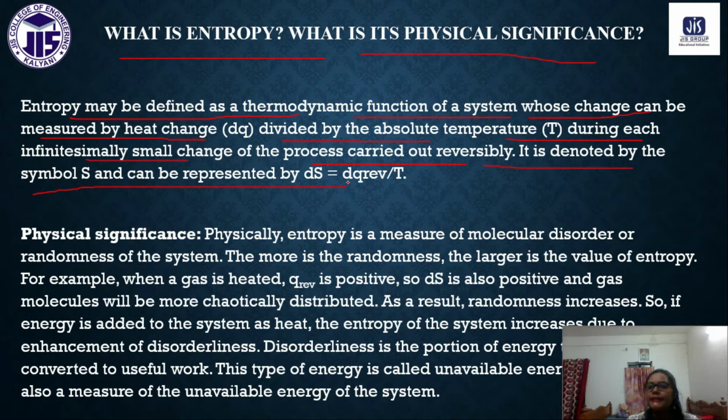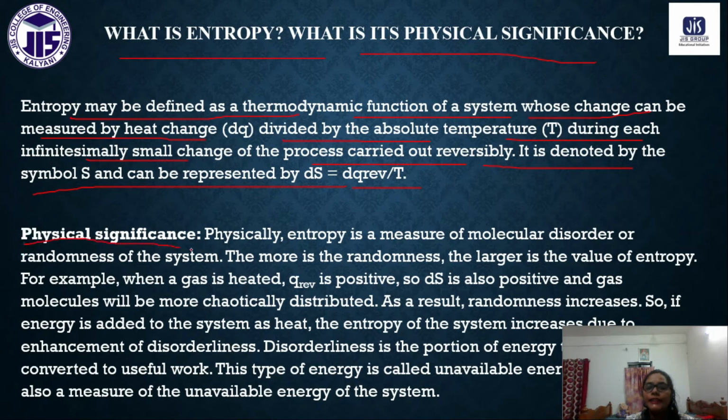dS equals dQ reversible divided by T. Here dQ reversible is the heat, and T is the temperature. Okay, so this is the definition of entropy. Now, what is its physical significance?